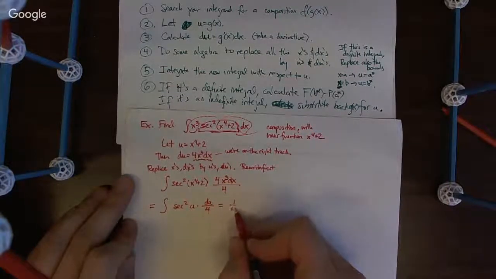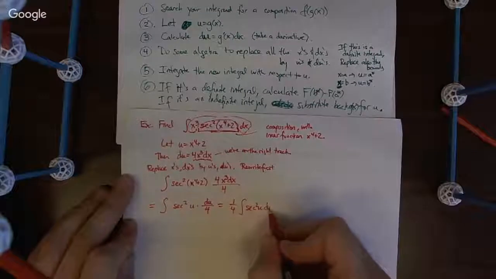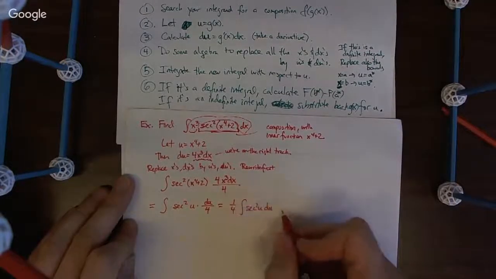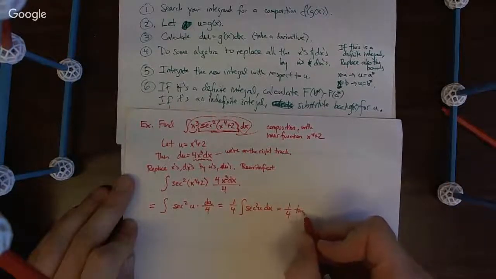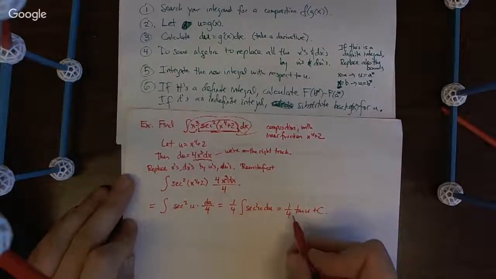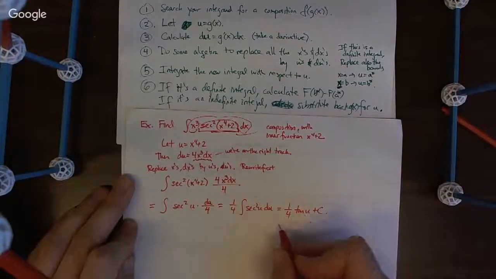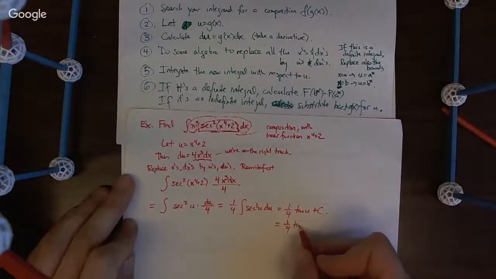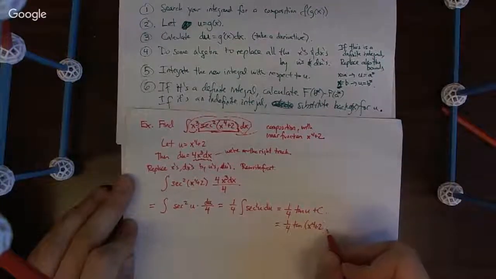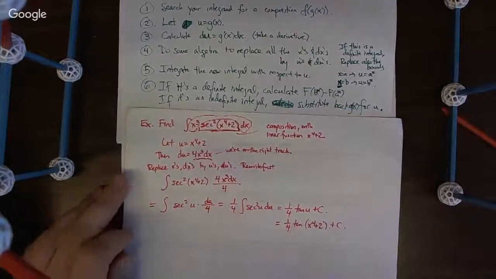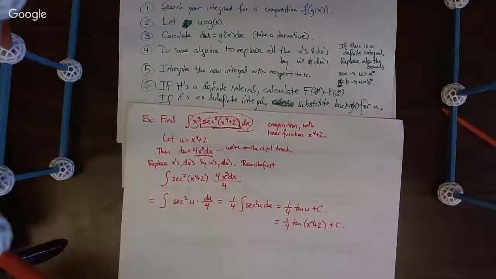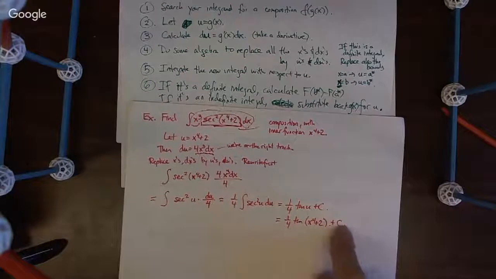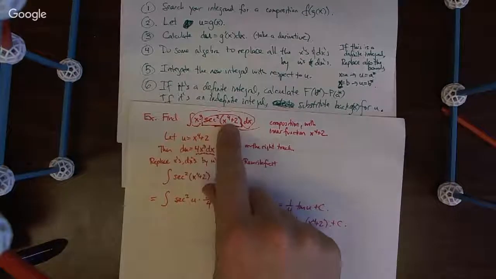Let's factor out this 1/4. Integral of secant squared u du. Now, this one we recognize as the derivative of the tangent. So we get 1/4 tangent of u plus c. And then don't forget to plug back in for what u is. So 1/4 tangent of x to the 4th plus 2 plus c. Remember, you can always go back and check that you have the right answer by taking the derivative of this. You should get the integrand that we had up here.